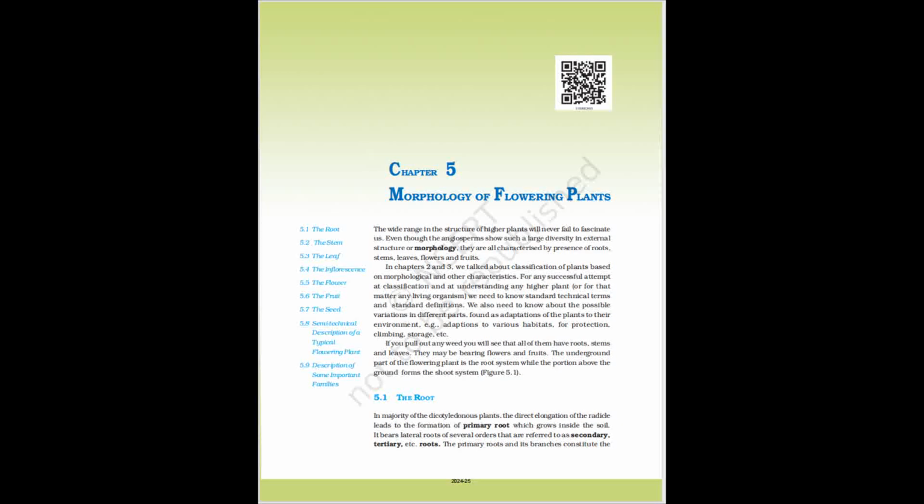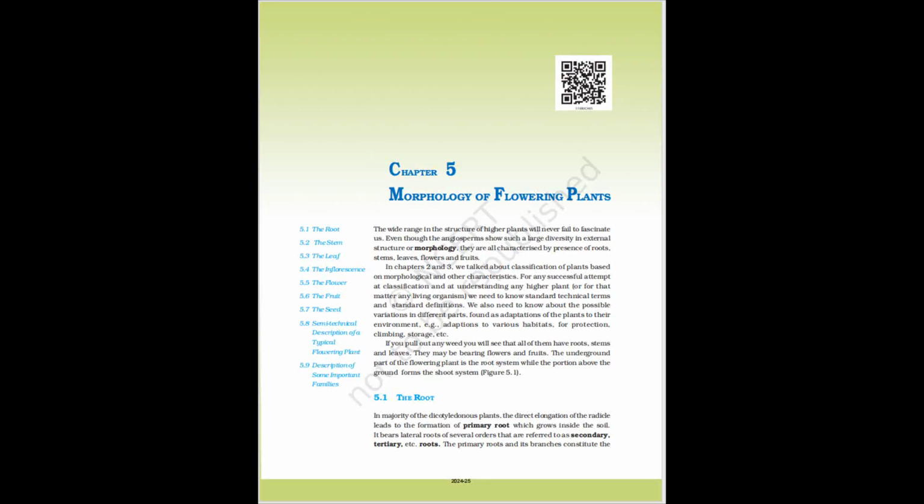5.1 The root. In the majority of dicotyledonous plants, the direct elongation of the radicle leads to the formation of the primary root, which grows inside the soil. It bears lateral roots of several orders that are referred to as secondary, tertiary, etc. roots. The primary root and its branches constitute the taproot system, as seen in the mustard plant, figure 5.2a.